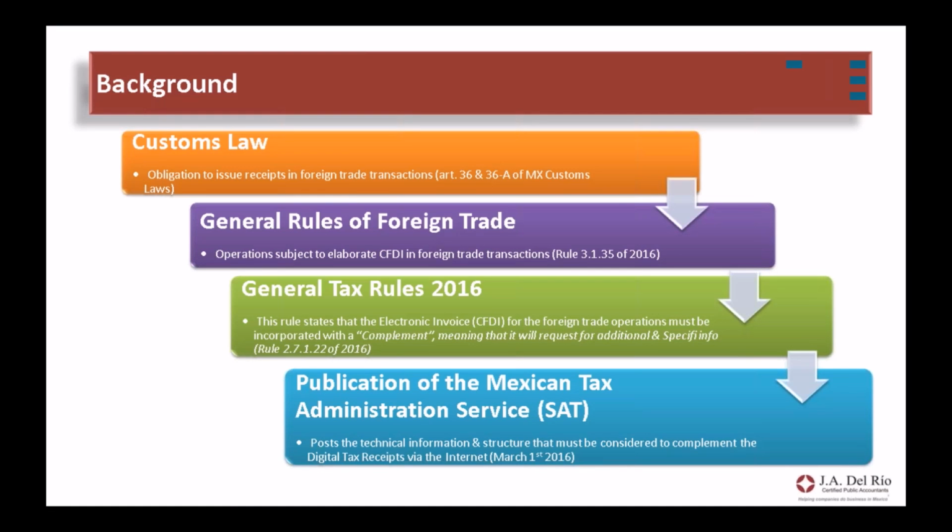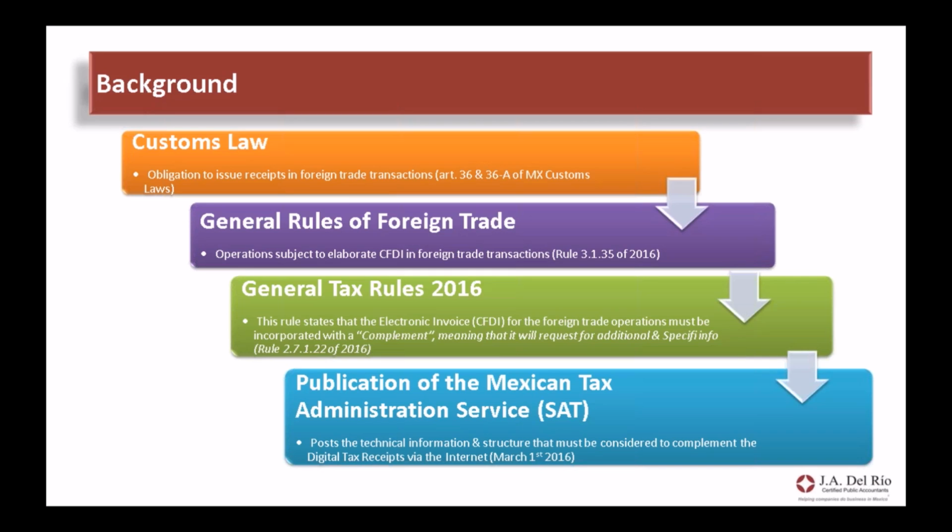So in order to be able to introduce or extract goods to Mexico, we need these pedimentos, right? So this is the first applicable provision. Additionally, there is a requirement to include electronic documentation as an exhibit of the pedimento, for example, certificate of origin, freight, commercial invoice, etc. As we have mentioned before, the exhibit of the pedimento will include some electronic documentation. But since 2016, there was a new requirement in Rule 3.1.35 of the General Rules for Foreign Trade.